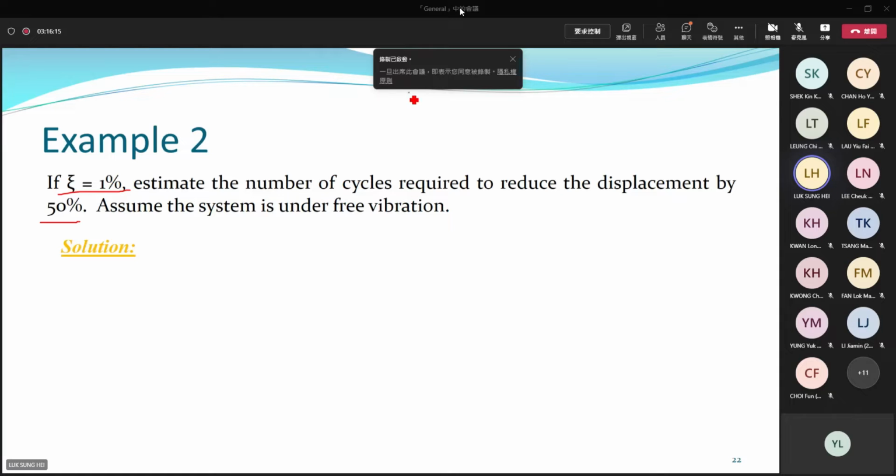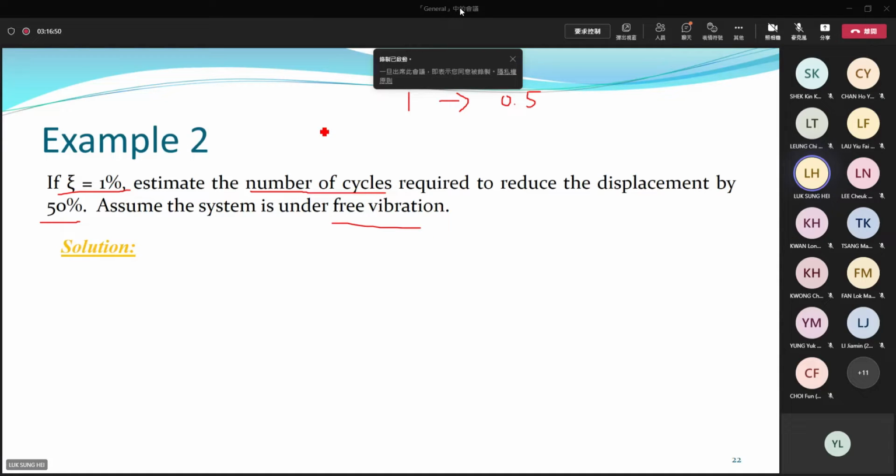If displacement is 1, then you are asked to find out the number of cycles required to reduce displacement to 0.5. Number of cycles. Free vibration problems. If we are talking about other variations, like under external force, under sine force or cosine force, then you cannot use these equations because we derived them based on free vibration response.